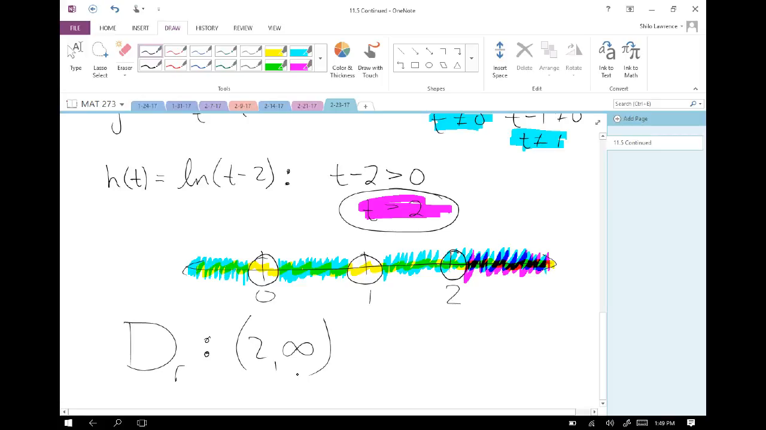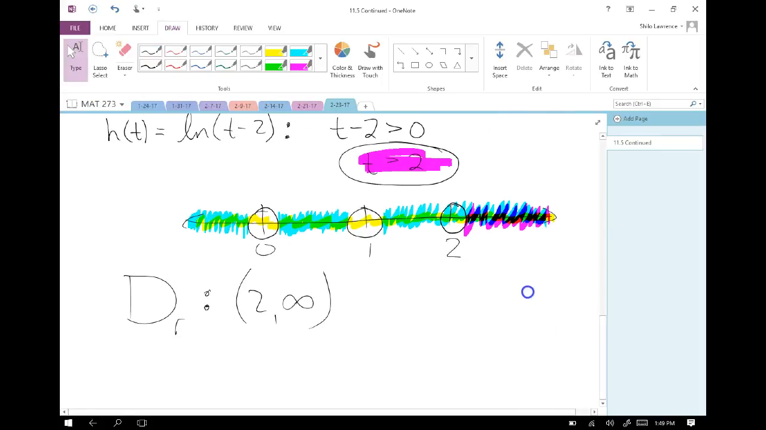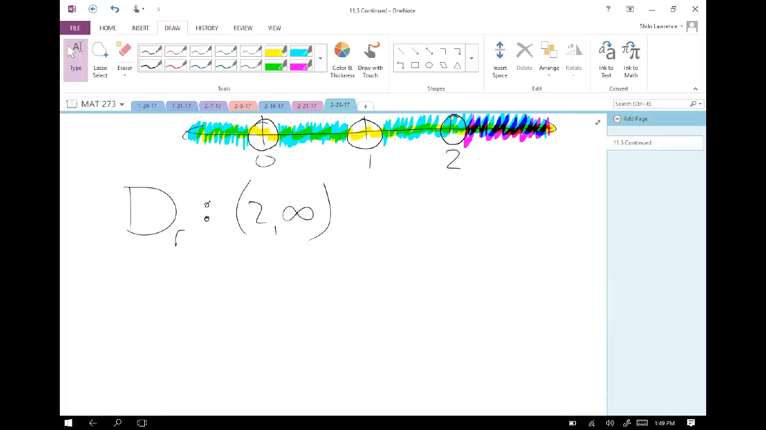So the capital D with a little subscript R, that just means the domain for the function R. Doesn't matter how you write that, as long as you've got 2 to infinity. So I just wanted to show you a second example of that. Drawing these can be really neat. Drawing them in 3 dimensions is kind of tricky, but drawing the 2-dimensional ones is kind of neat.